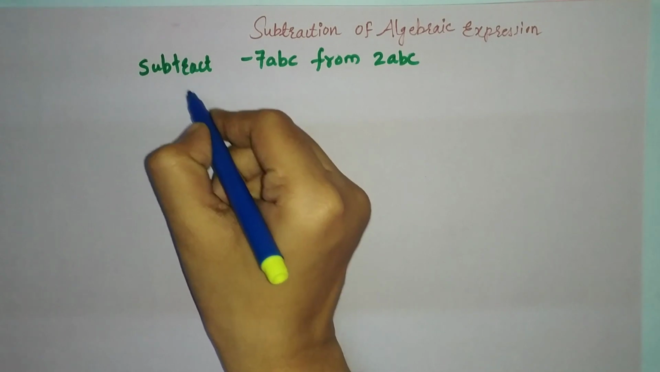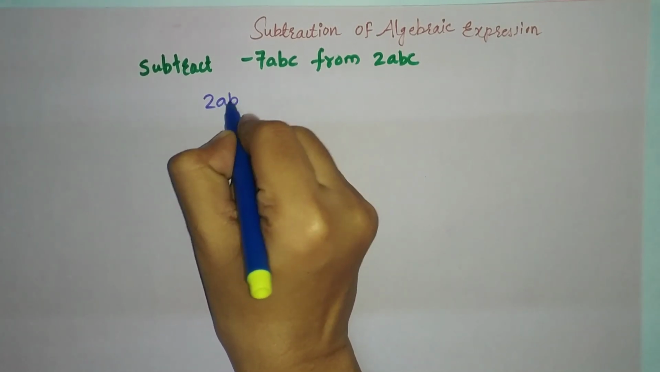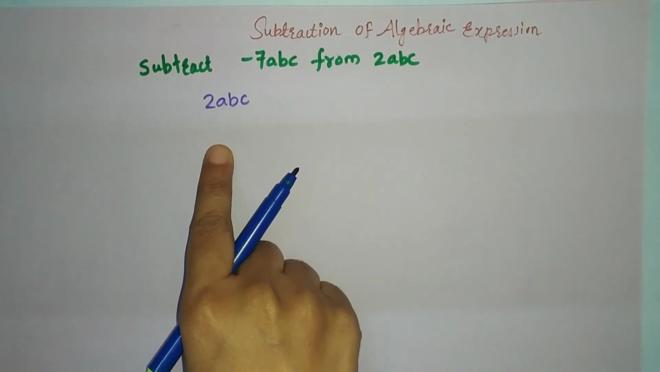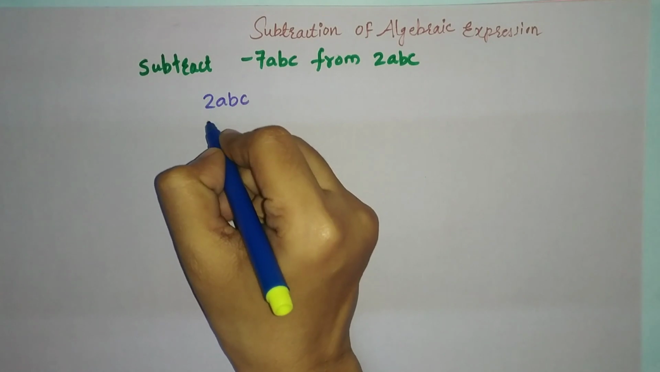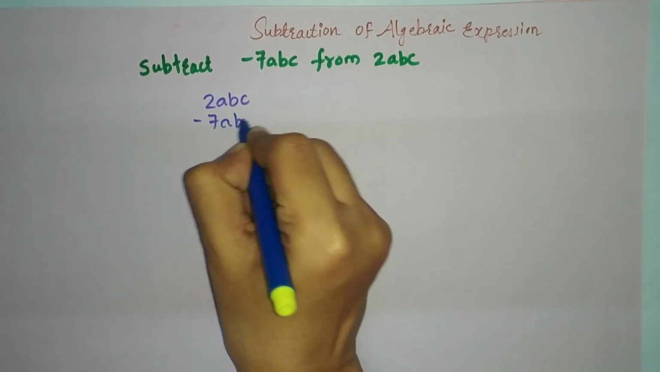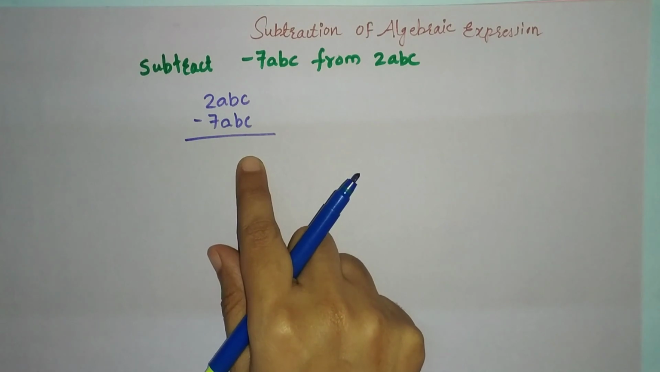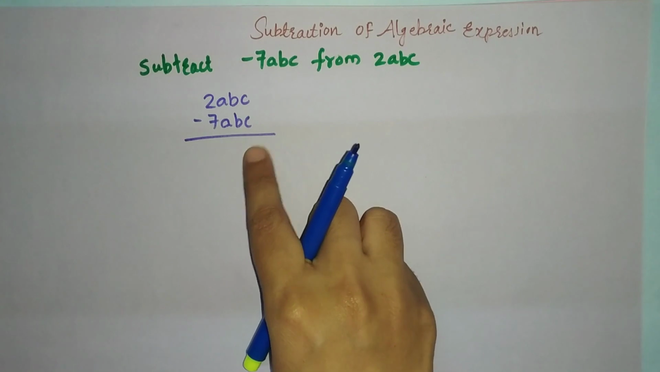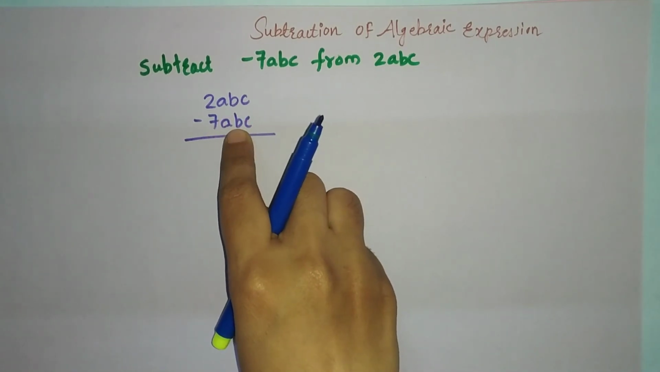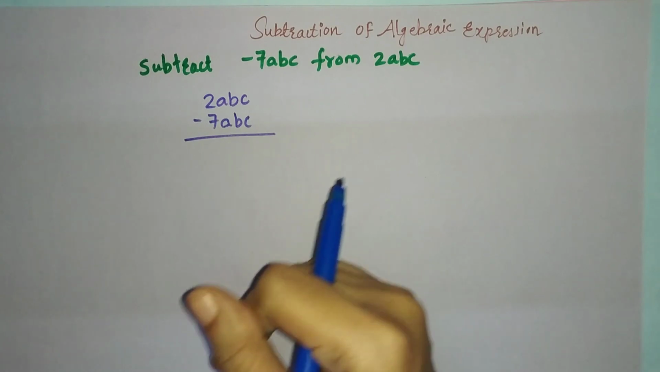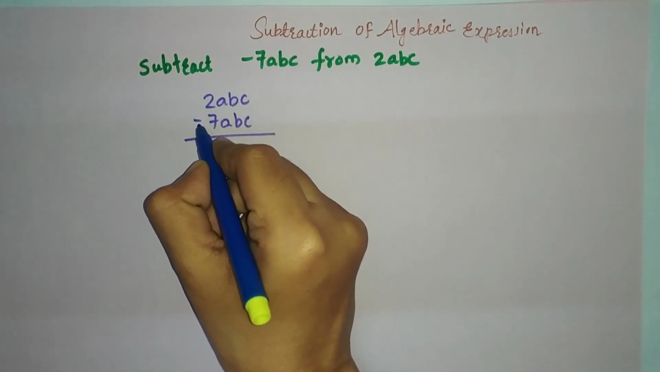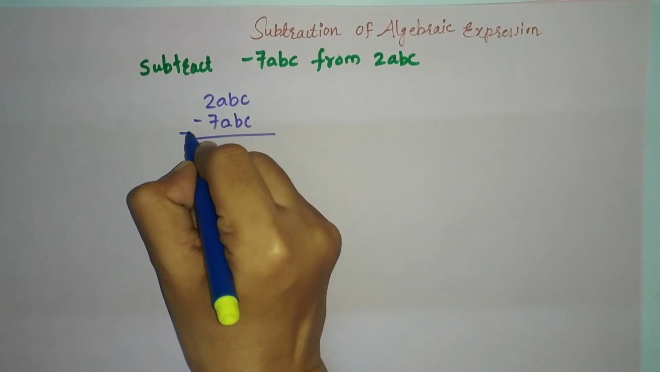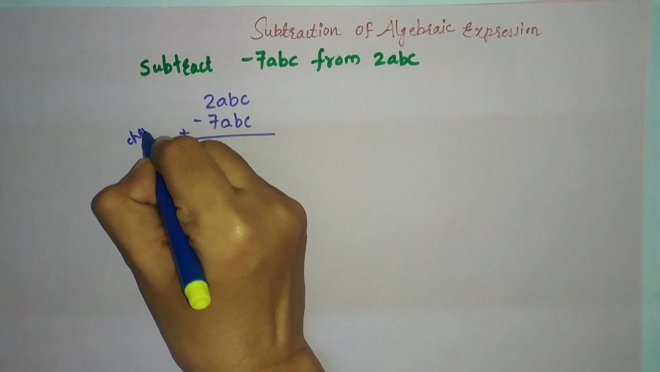So we'll write it in a vertical column, like 2abc, we'll write up here because we need to subtract from 2abc. Then we'll write down minus of 7abc here, minus 7abc. So here, to subtract similar terms we need to change the sign of the subtrahend. Here it is a minus sign, minus 7abc, so we'll change its sign. After changing its sign it becomes a plus. We need to change the sign, it is very compulsory.